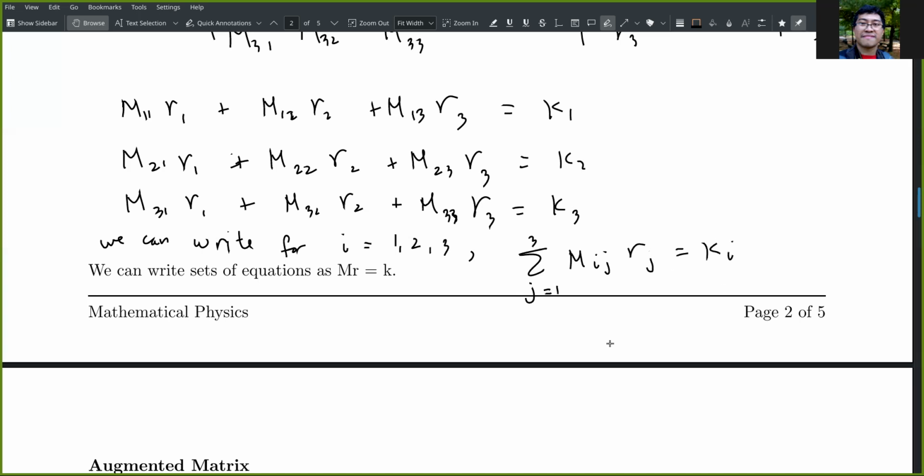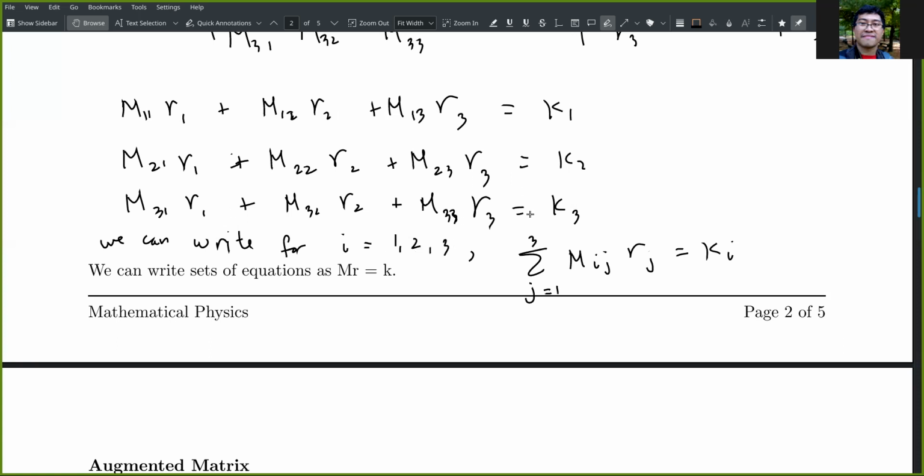Ki. Now let's check. If I is 1, for example, then you have sum of j from 1 to 3 equals Ki, where i is 1. So this is 1. The first index is 1. So you have 1 here, M1. The second index would run from 1 to 3. So you have here 1, 2, 3. The j also here on R runs from 1 to 3. 1, 2, and 3. You do the same thing for I equals 2 and 3.